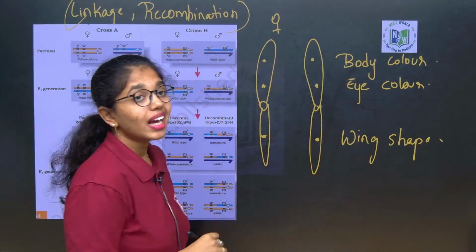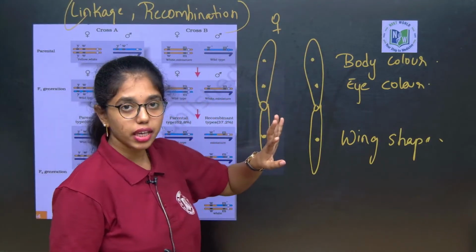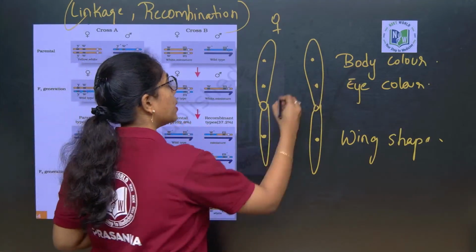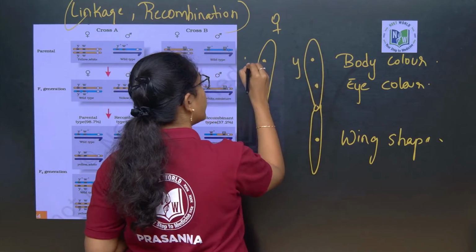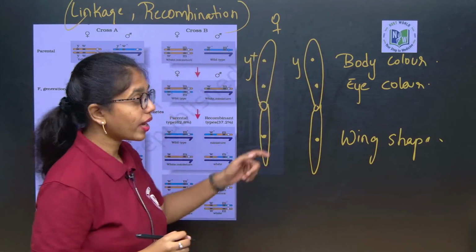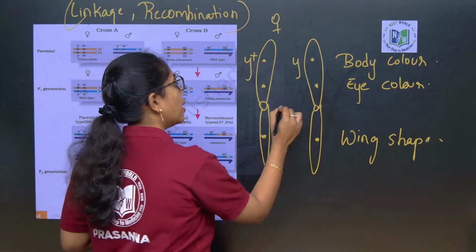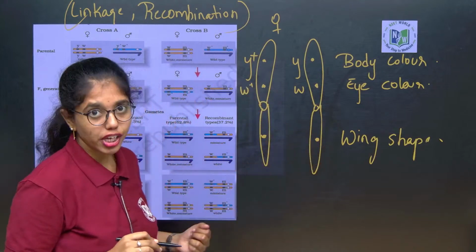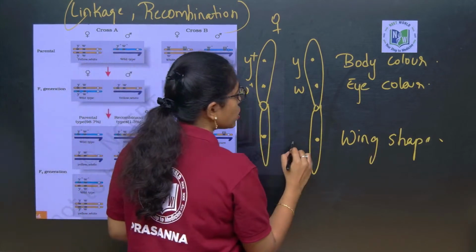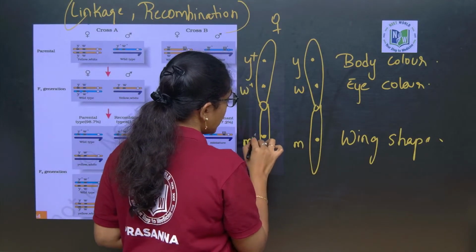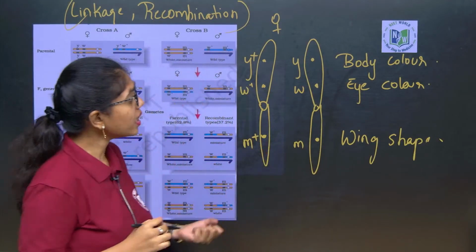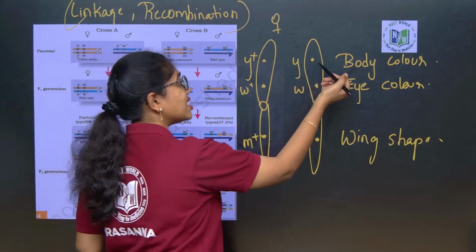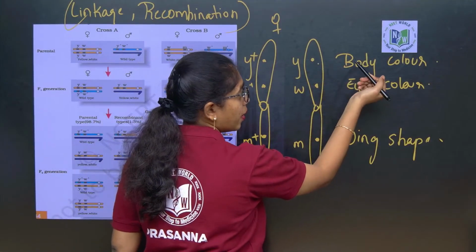Here the naming or alphabet is given with respect to the recessive traits. The recessive trait for body color is yellow, so it is y, and the dominant is brown, so he gave y plus. The recessive trait for eye color is w, and the dominant trait is w plus. For wing shape, the recessive trait is miniature wing, m, and the dominant is m plus. Clear?